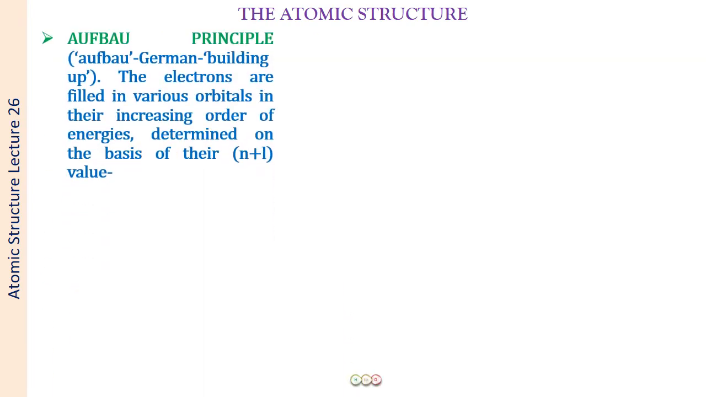So what is this Aufbau principle? Well, Aufbau is a German word which means building up. And what are we building up? We are building up the orbitals. That means we are filling those orbitals with what? Yes, it is electrons. And the electrons are filled in the various orbitals in the increasing order of energies as determined on the basis of their n plus l values, which we learned in the last lecture.